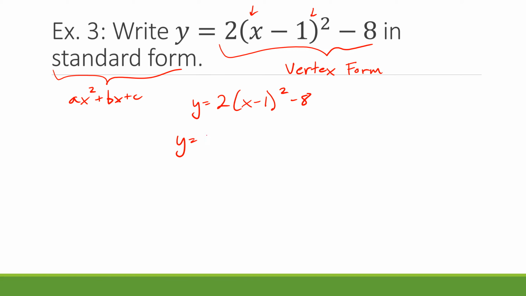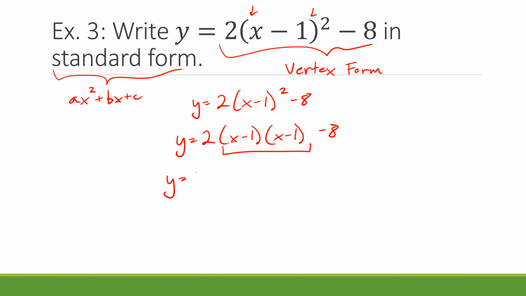So I have y equals 2 times x minus 1 times x minus 1. Do you see how I took this x minus 1 squared and I wrote it out x minus 1 times x minus 1? That's because x minus 1 squared literally means, hey, do that times itself twice. And this turns into a FOIL problem. So let's do the FOIL.